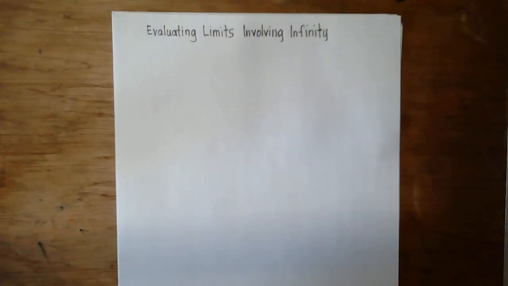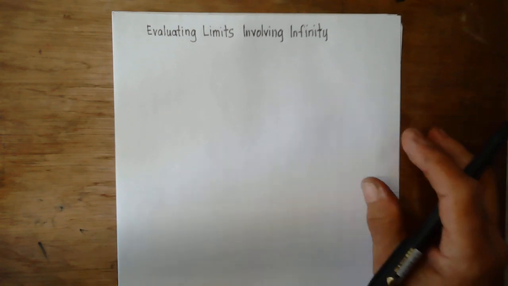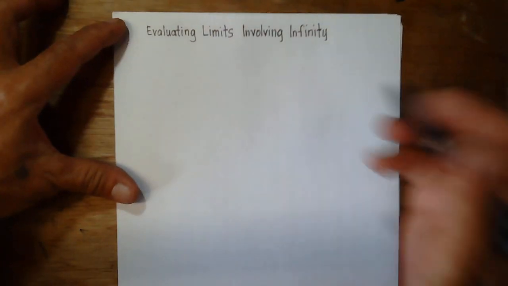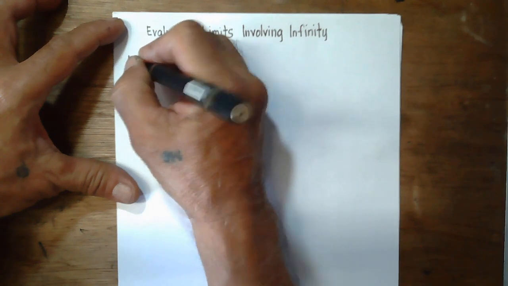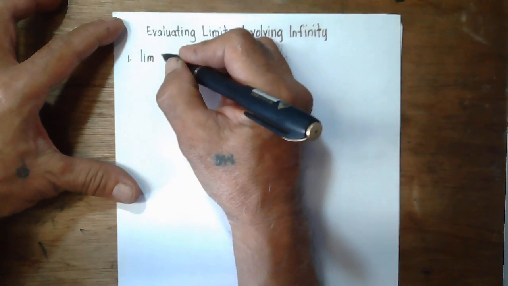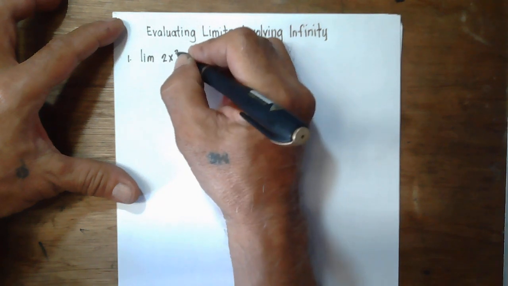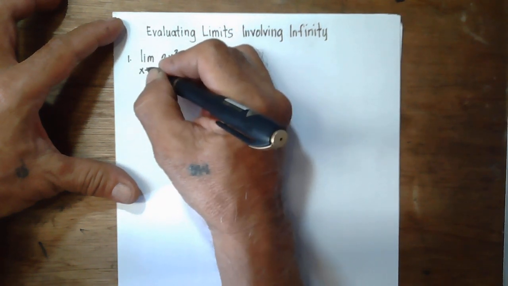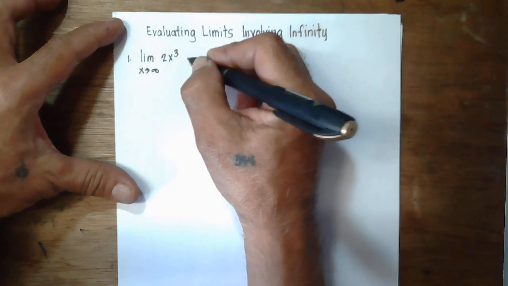We are still with evaluating limits involving infinity. And here are more exercises, more examples. So, number one, evaluate the limit of 2x cubed as x approaches infinity.